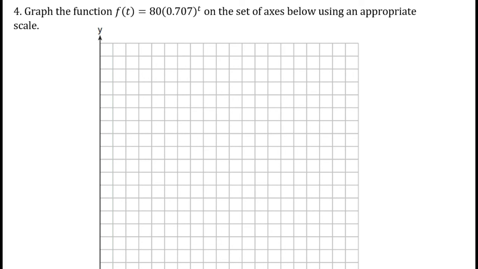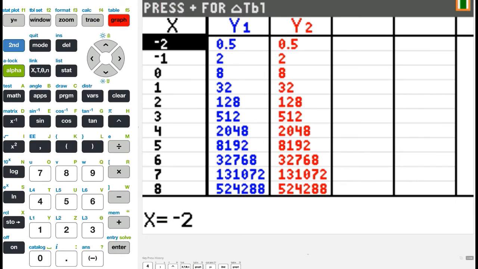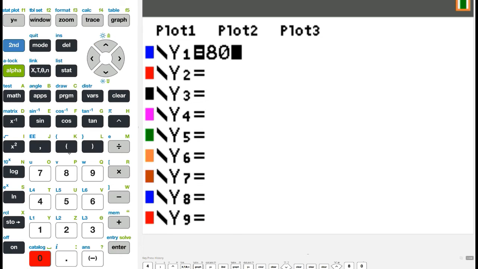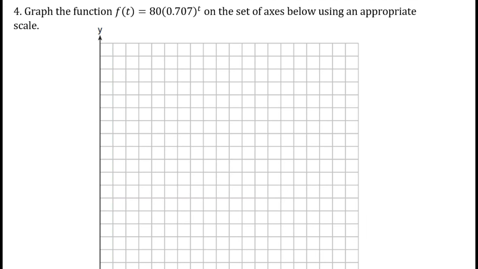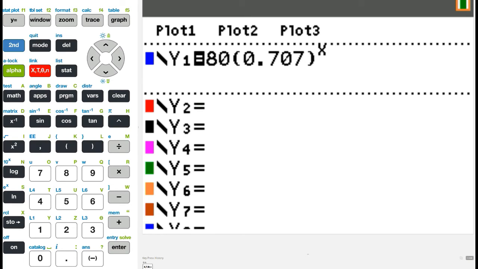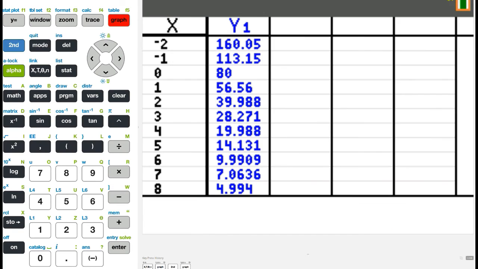Number 4, graph the function f of t equals 80 times 0.707 to the t on the set of axes below using an appropriate scale. So sometimes we have to graph not so pretty functions. So let's go to our calculator and type this in. Let's type in 80 times 0.707 raised to the x. So let's see if I see anything on my graph initially. Oh, I see part of it. But let me look at the table.